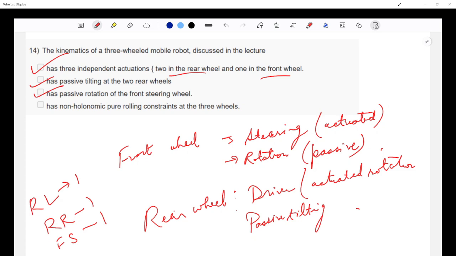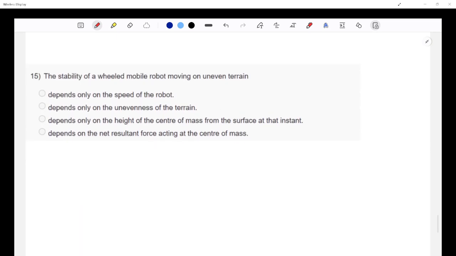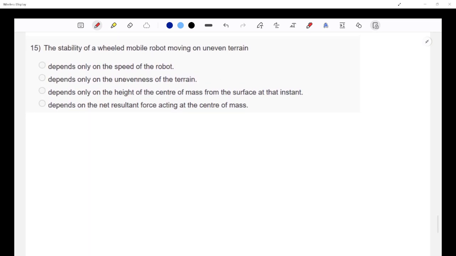Okay. Let's move to the next question. The stability of a wheeled mobile robot moving on uneven terrain depends on the speed of the robot, depends only on the unevenness of the terrain, depends on the height of the center of mass from the surface at the instant, or depends on the net resultant force acting at the center of mass. So when a robot moves on uneven terrain, stability depends on whether it tips over or stays balanced.